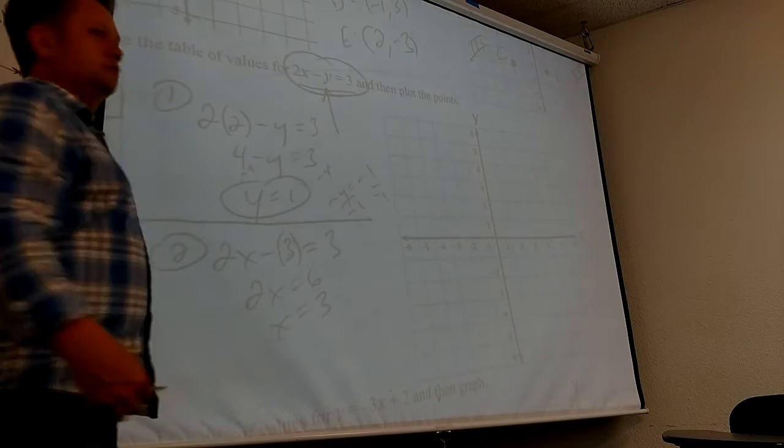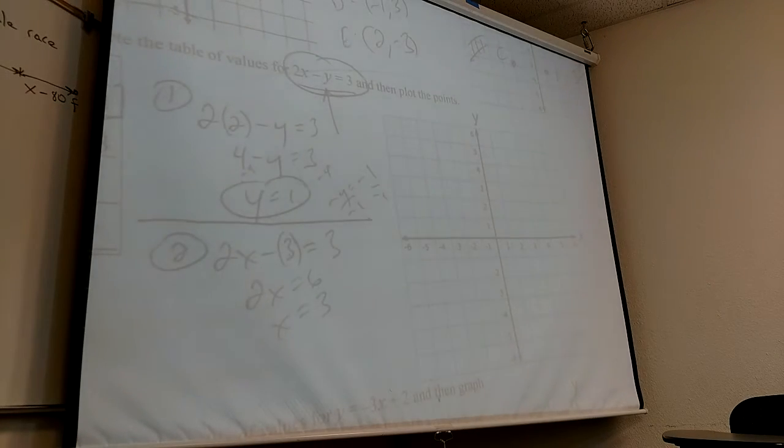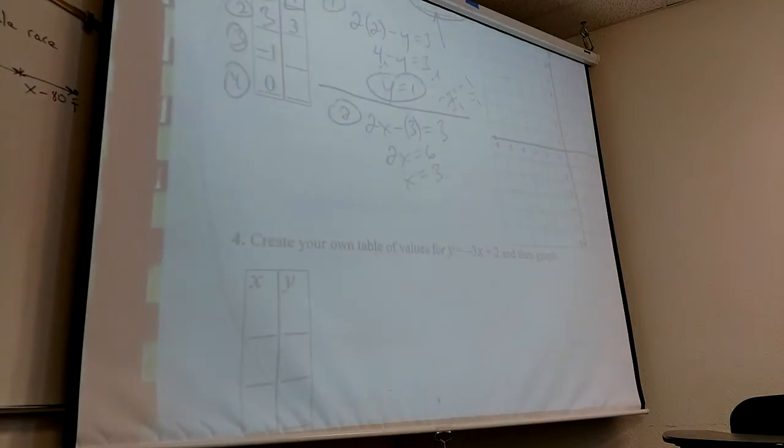Keep going. So in the third row, you know what x is. On the fourth row, you know what x is. So those two are just plug in for x.